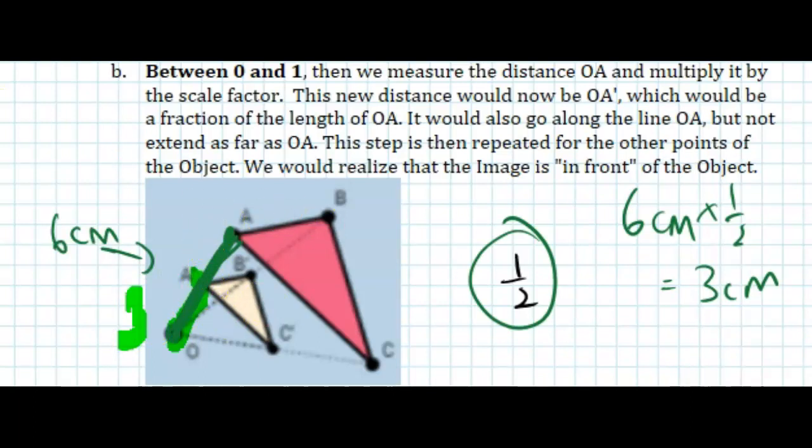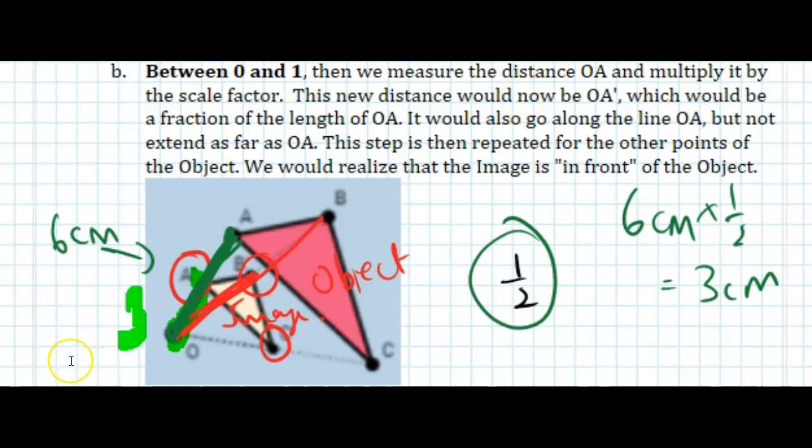Now I'm going to repeat this process for B and C. So again, measure out here, get that distance, multiply by a half, and then measure that other thing. So then I'm going to get these 3 points. So we're noticing that these 3 points will now make another triangle which is smaller, and it's actually going to be in between the center of enlargement and the object, because this one here is the object and this one is the image, right? So now let's move on.